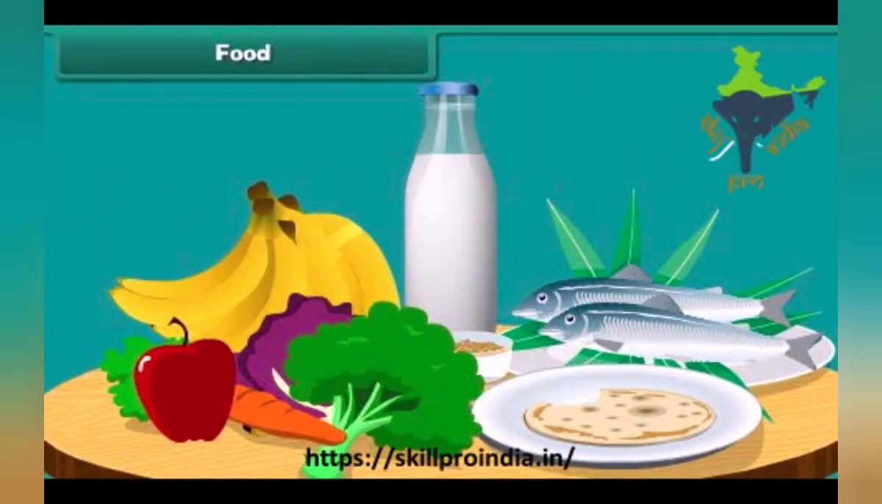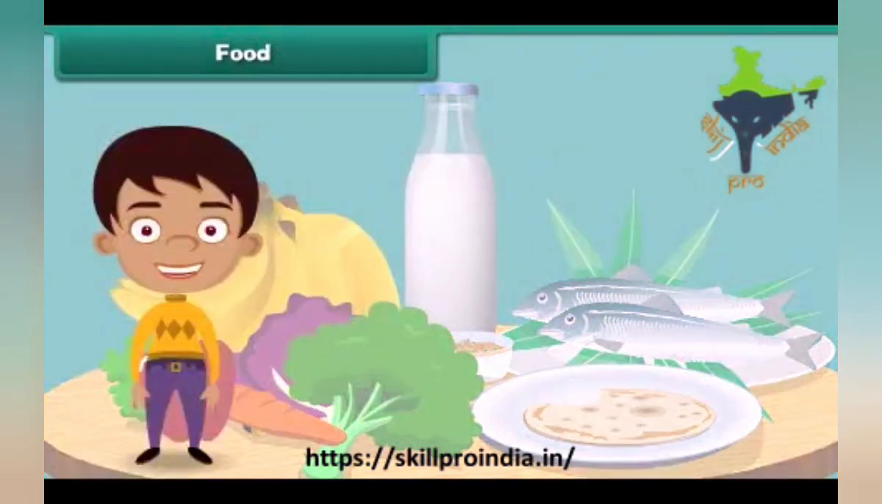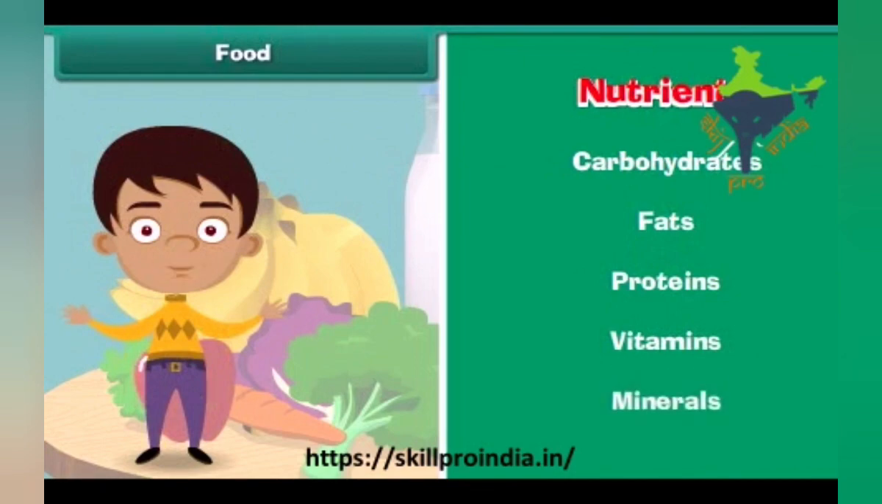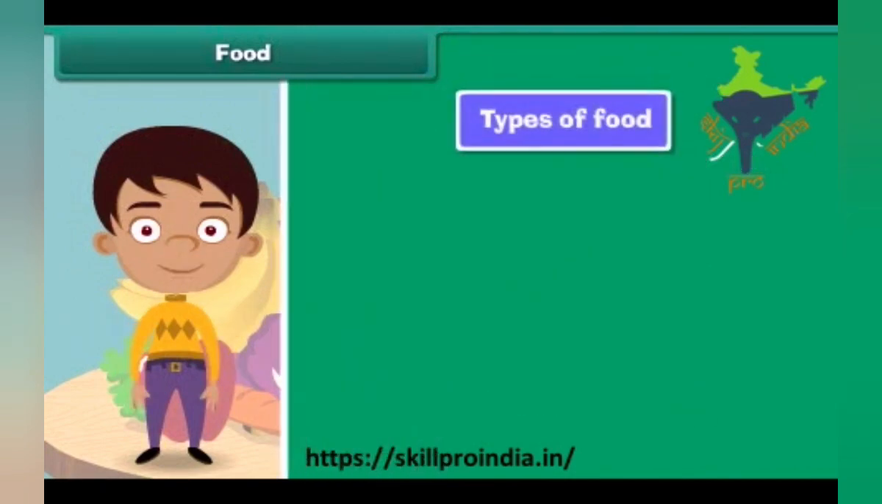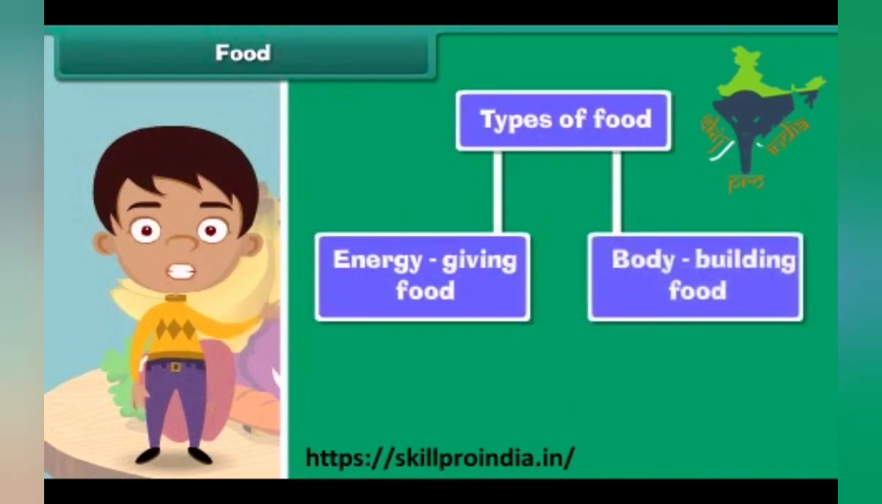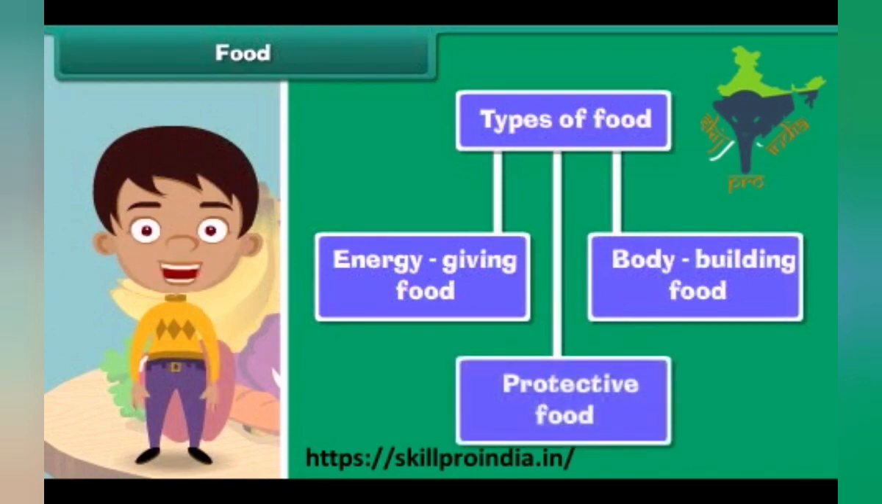Food. We eat a lot of variety of food. Food is made up of nutrients like carbohydrates, fats, proteins, vitamins and minerals. Human body requires 3 types of food. They are energy-giving food, bodybuilding food and protective food.